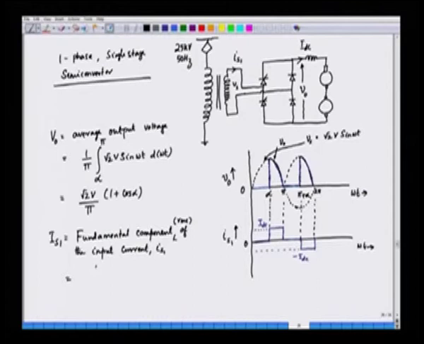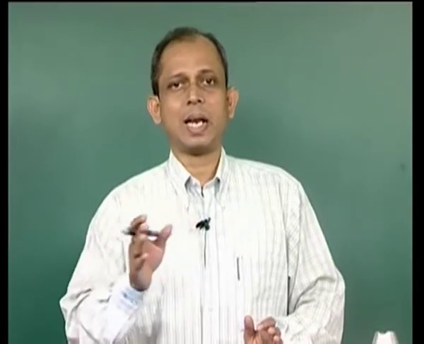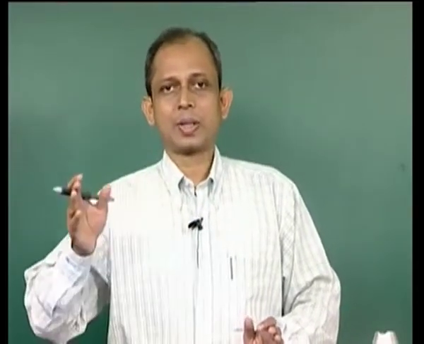So, it is 4 IDC by pi into cos alpha by 2, and for the RMS we divide by root 2. So, this is the RMS value of the fundamental component of the current. Now, we see that this current is delayed from the voltage by alpha by 2. In fact, the current is lagging behind the voltage, because there is a delay. We are applying a triggering delay, the angle is alpha, and the current is lagging the source voltage.